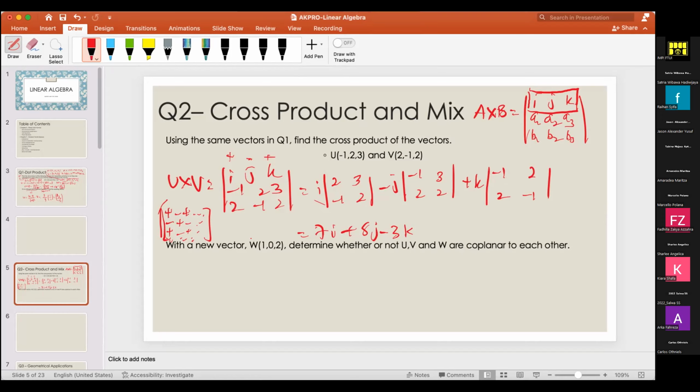Okay. And with the new vector W, let's say we introduce this new vector, determine whether or not U, V, and W are coplanar to each other. By coplanar, meaning they are in the same plane.